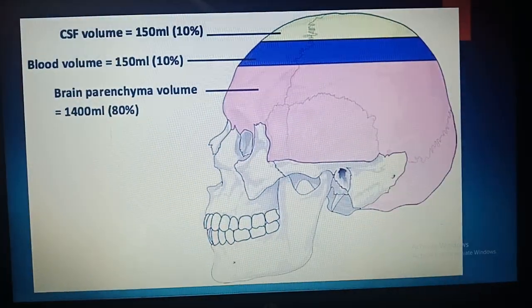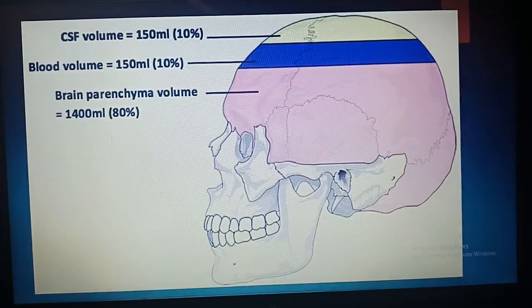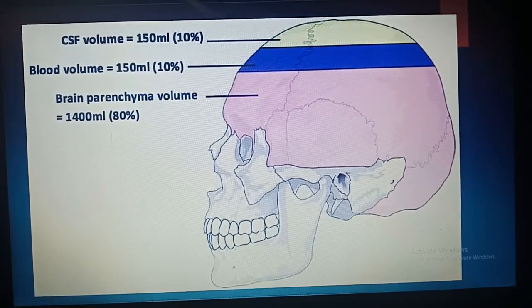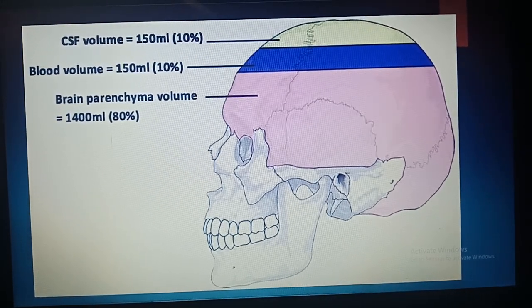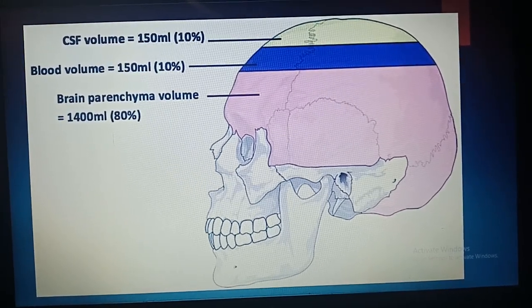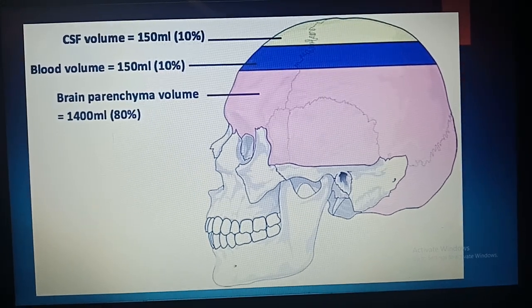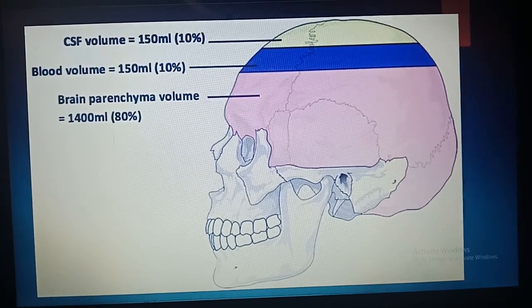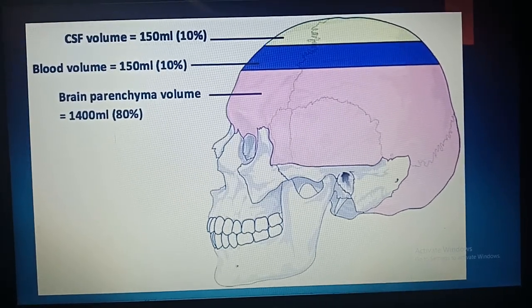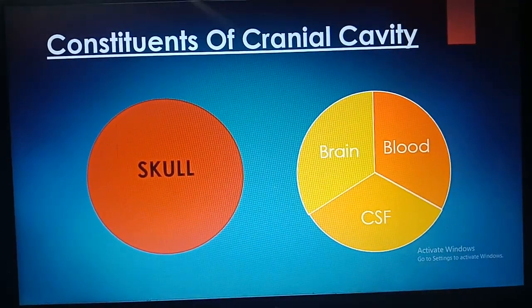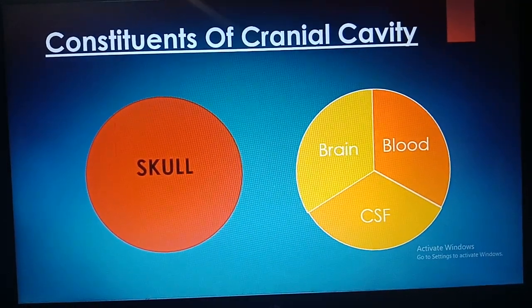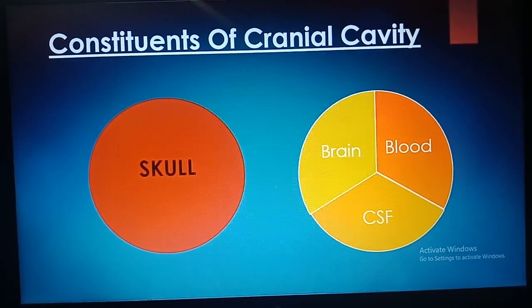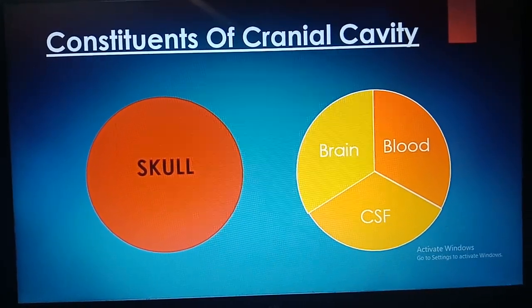This is a very simple diagram that depicts the intracranial constituents, which comprise the brain parenchyma, around 1400 ml or 80% of the cranial vault, the blood volume, which is 150 ml, and the CSF, also 150 ml, each constituting about 10% of the cranial vault. This is again a very simplified diagram. The skull is a closed, inelastic container that contains three things: the brain, blood, and the CSF.